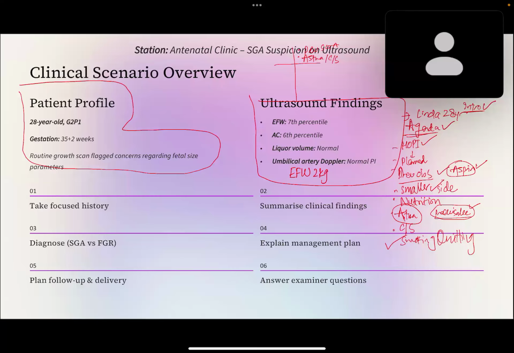So what's your blood group, Linda? Doctor, it is B positive. Okay. And you told me that your height is on the lower side. Do you know your BMI by any chance? It's the height to weight ratio? It's 19. Okay.